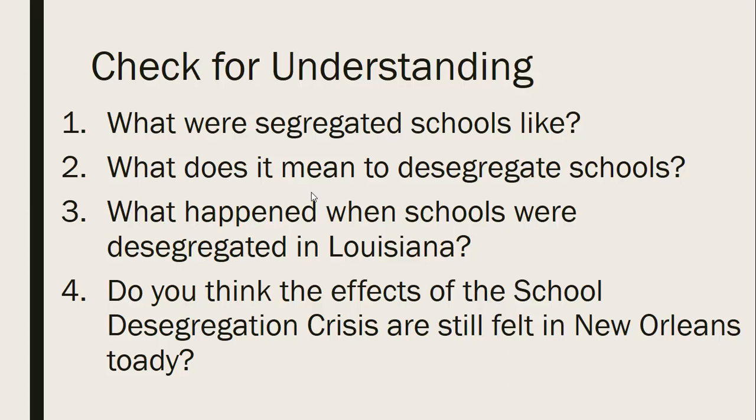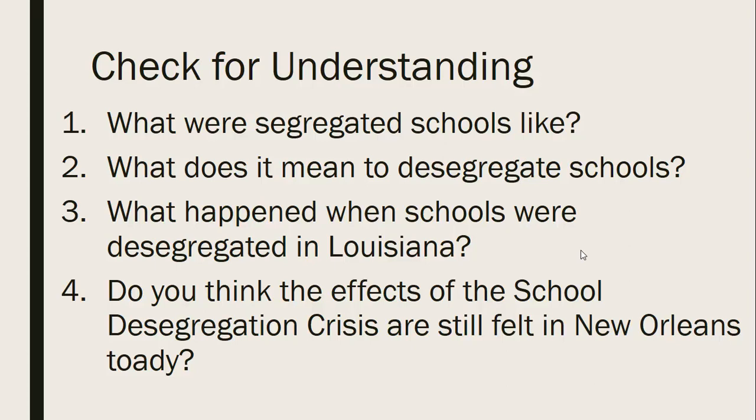All right, and let's check and change. What were segregated schools like? They were separated by race, and generally the Black students did not have as many opportunities as the white students. What does it mean to desegregate? So if segregate means to separate, desegregate means to do the opposite, so to bring Black and white students together. And a synonym for that is to integrate. So desegregation and integration are synonyms. They mean the same thing.